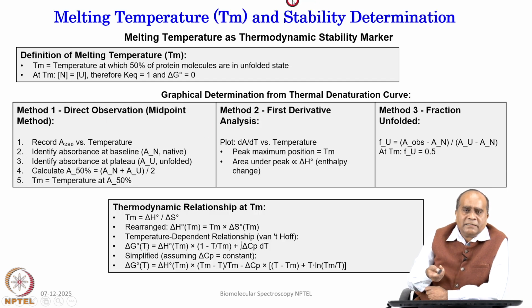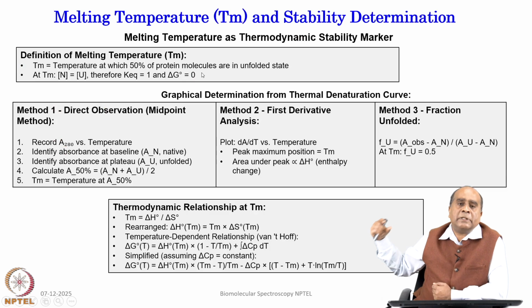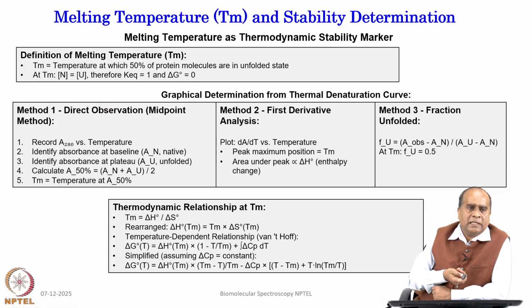Now, melting temperature and stability determination. Melting temperature versus thermodynamic stability marker, one can have it. Tm is the temperature where 50% of protein is in the denatured state, right. So, Tm is when the concentration of native state is equal to the concentration of unfolded state. So, K equilibrium is 1 and delta G is 0.